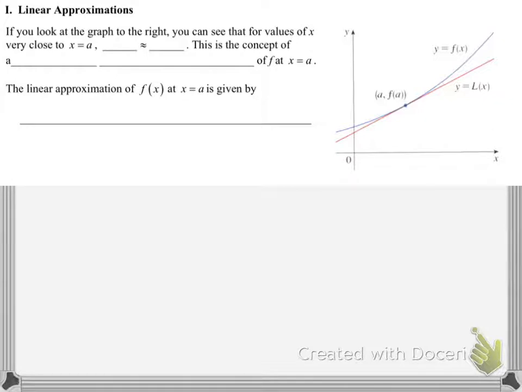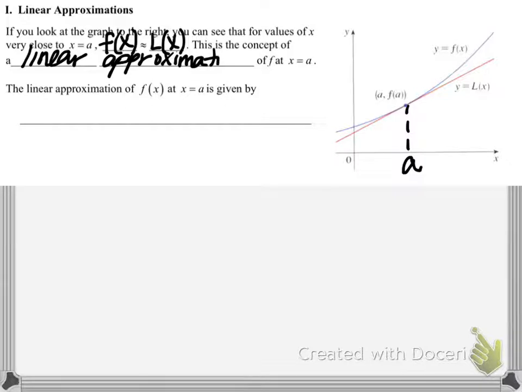If you look at the graph to the right, you can see that for values of x very close to x equals a, and if you want to go ahead and mark that on your graph, here's our value of x equals a, then we're saying that the function in blue, which is f of x, can be approximated using our tangent line, which I have labeled as L of x. And this is the concept known as a linear approximation. Sometimes people call this local linearity. So the linear approximation is just a tangent line approximation.